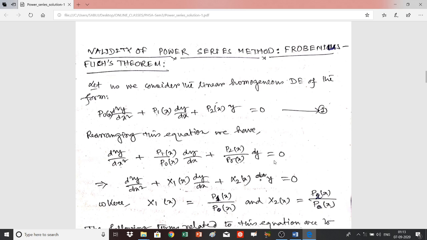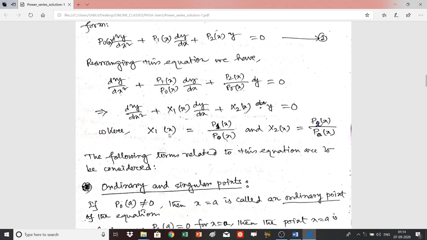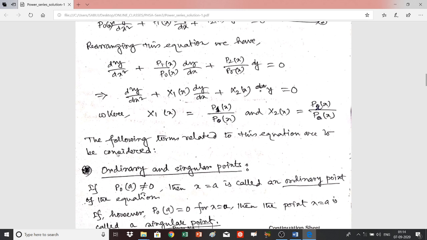And this equation can further be expressed as d2y by dx square plus capital X1, a function of x, into dy by dx, plus capital X2, a function of x, into y, where capital X1 is nothing but p1(x) by p0(x), and capital X2 is nothing but p2(x) by p0(x). So we denoted here another two variables, capital X1 and capital X2, and they are functions of p1, p2, and p0. So now we have to consider the following points.